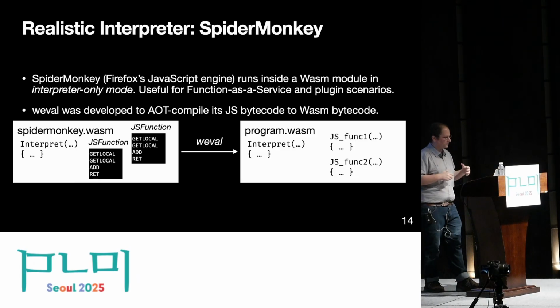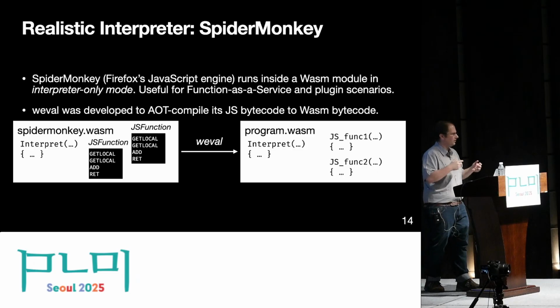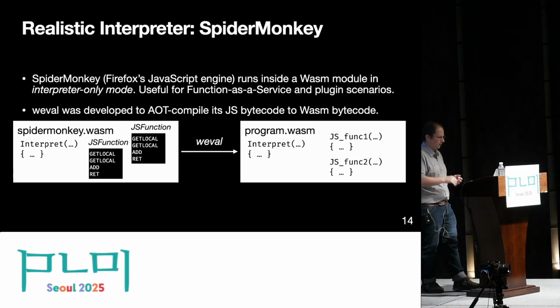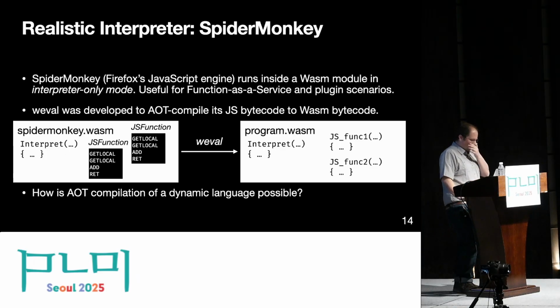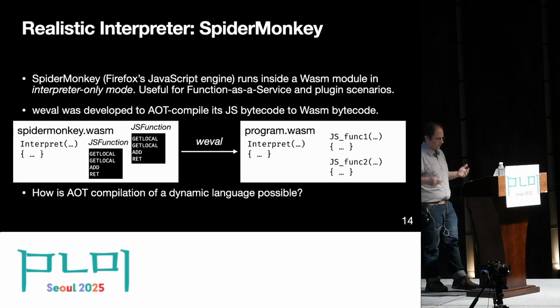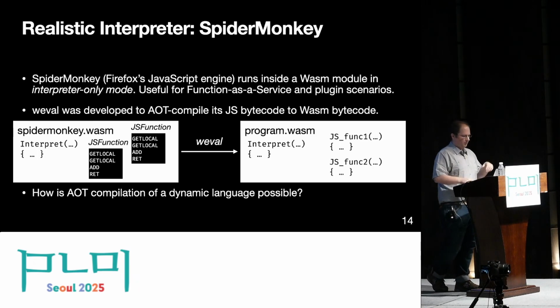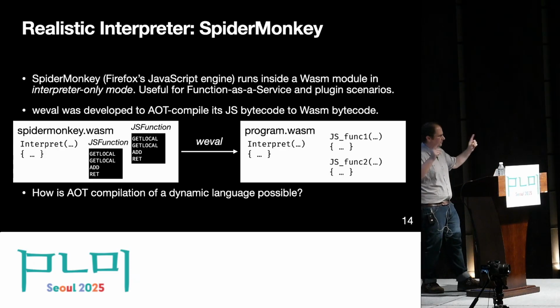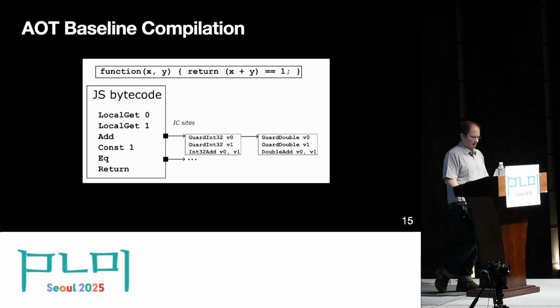Weevil then processes the snapshot, takes the interpreter, and partially evaluates it over that bytecode, appending new WASM functions to the WASM module. So that's all well and good. That gives us a compilation of the JavaScript bytecode. But one finally might ask, how is AOT compilation of a dynamic language possible, given what I said earlier about type profiling and the need for JIT?